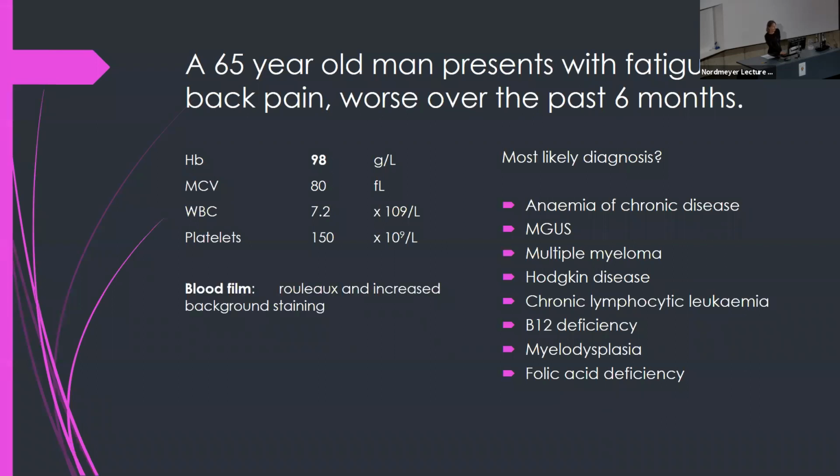So blood film shows rouleau and increased background staining. And again, that's another of those sets of words that's worth learning about. Rouleau is red cells stacked up in lines, and background staining is sort of a blue film. But what both of those things add up to is there being a lot of protein in the serum. It's the high protein content, particularly the high globulin content, that makes the red cells stack up and causes the background staining. That's what the blueness is on the stain.